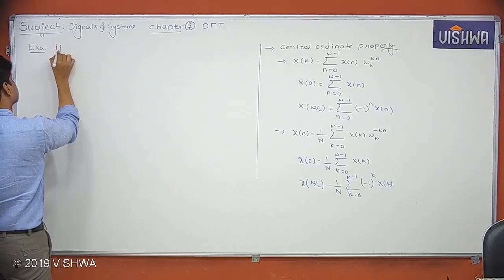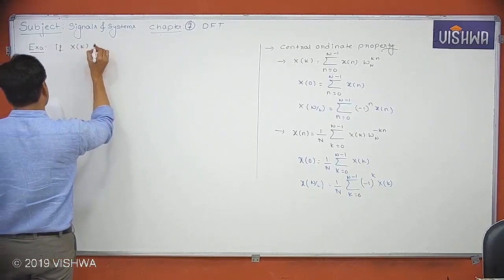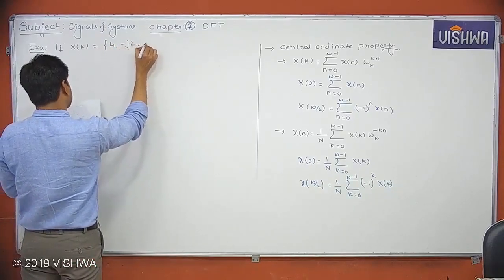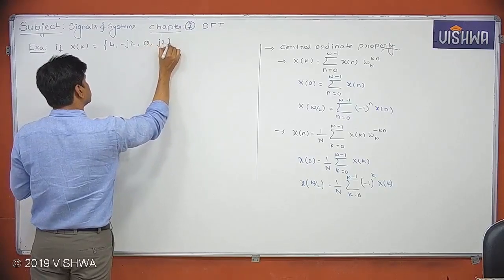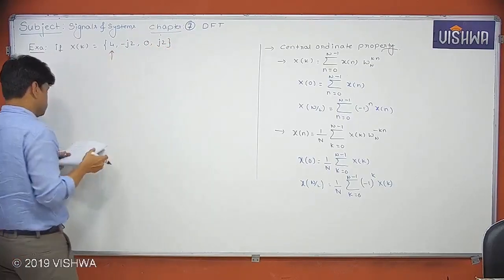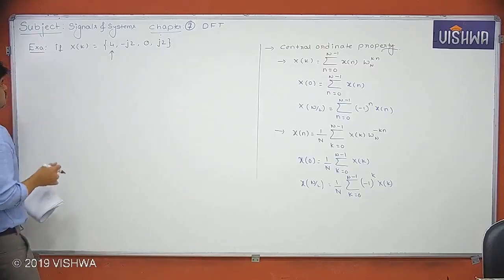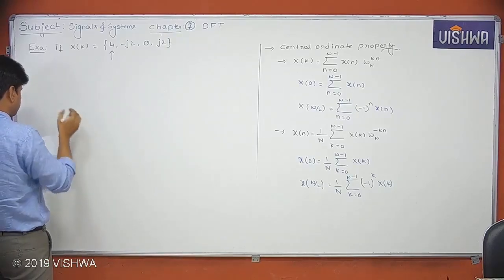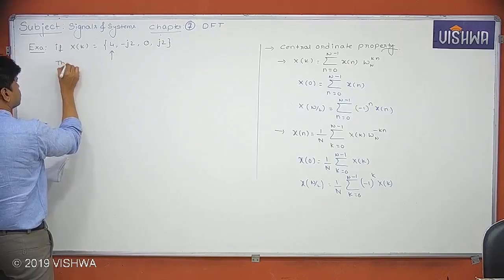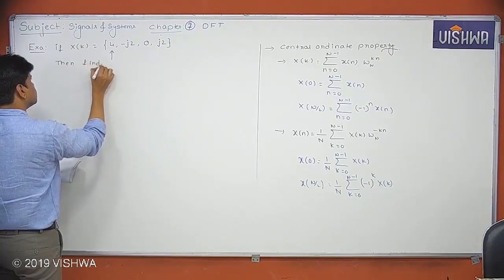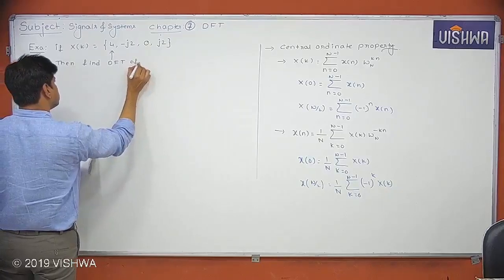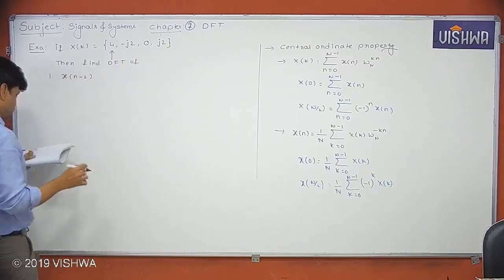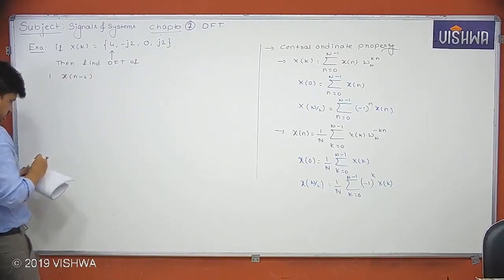If X of k is the DFT of x of n, then find the DFT of x of n minus 2. So first this is x of n minus 2, then we will see the remaining ones one by one.